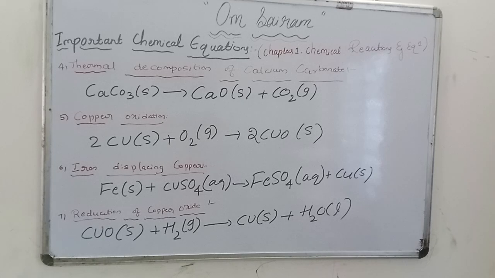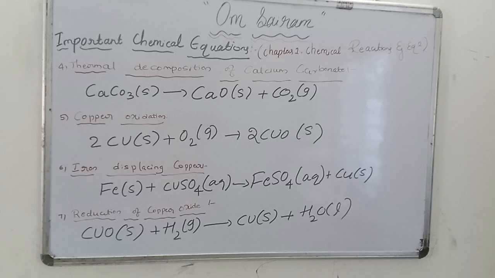In my last video, you went through some important chemical equations from the first chapter, Chemical Reactions and Equations. So I'm going to continue with the next ones. The thermal decomposition of calcium carbonate. Calcium carbonate, formula CaCO3, in solid form, after decomposition forms CaO, calcium oxide, plus CO2 in the form of gas.